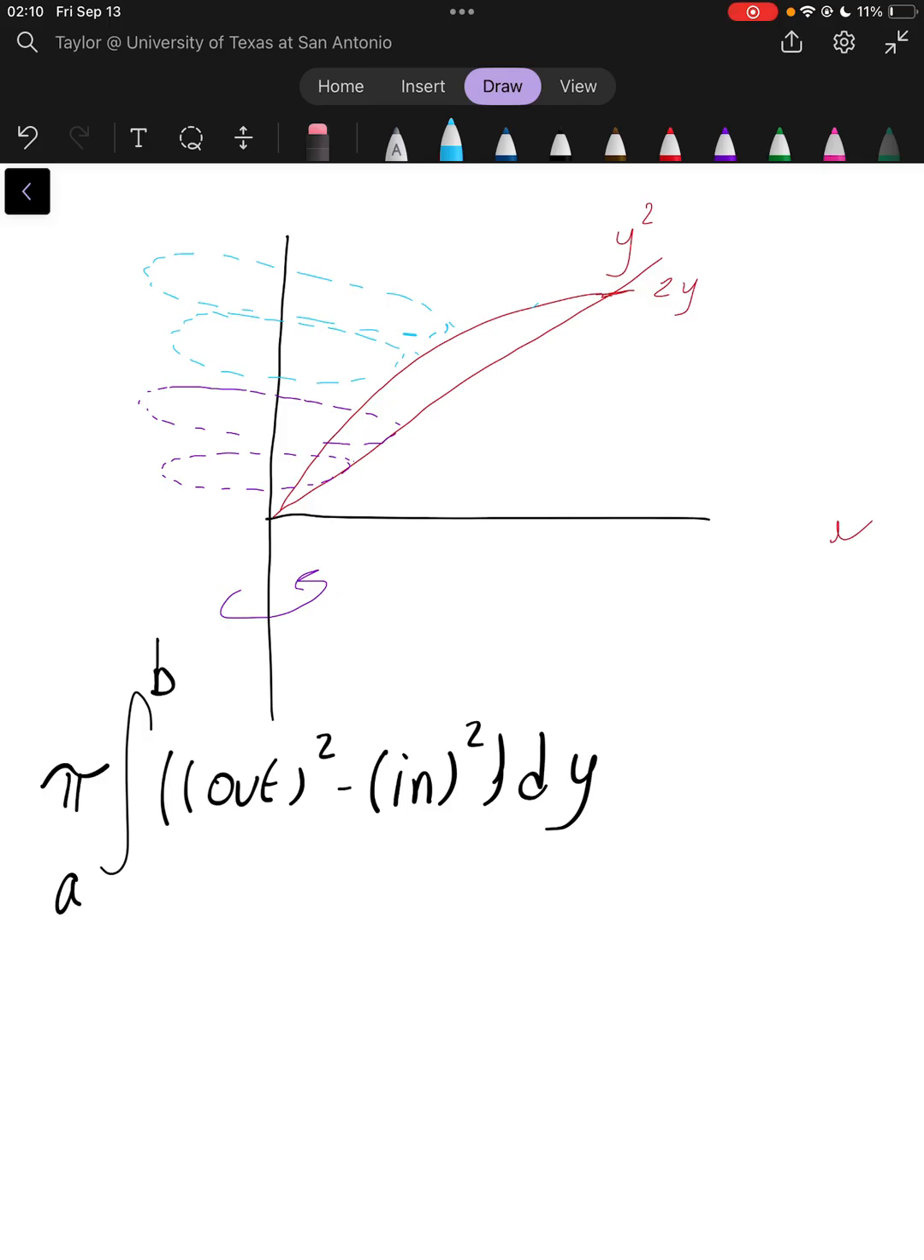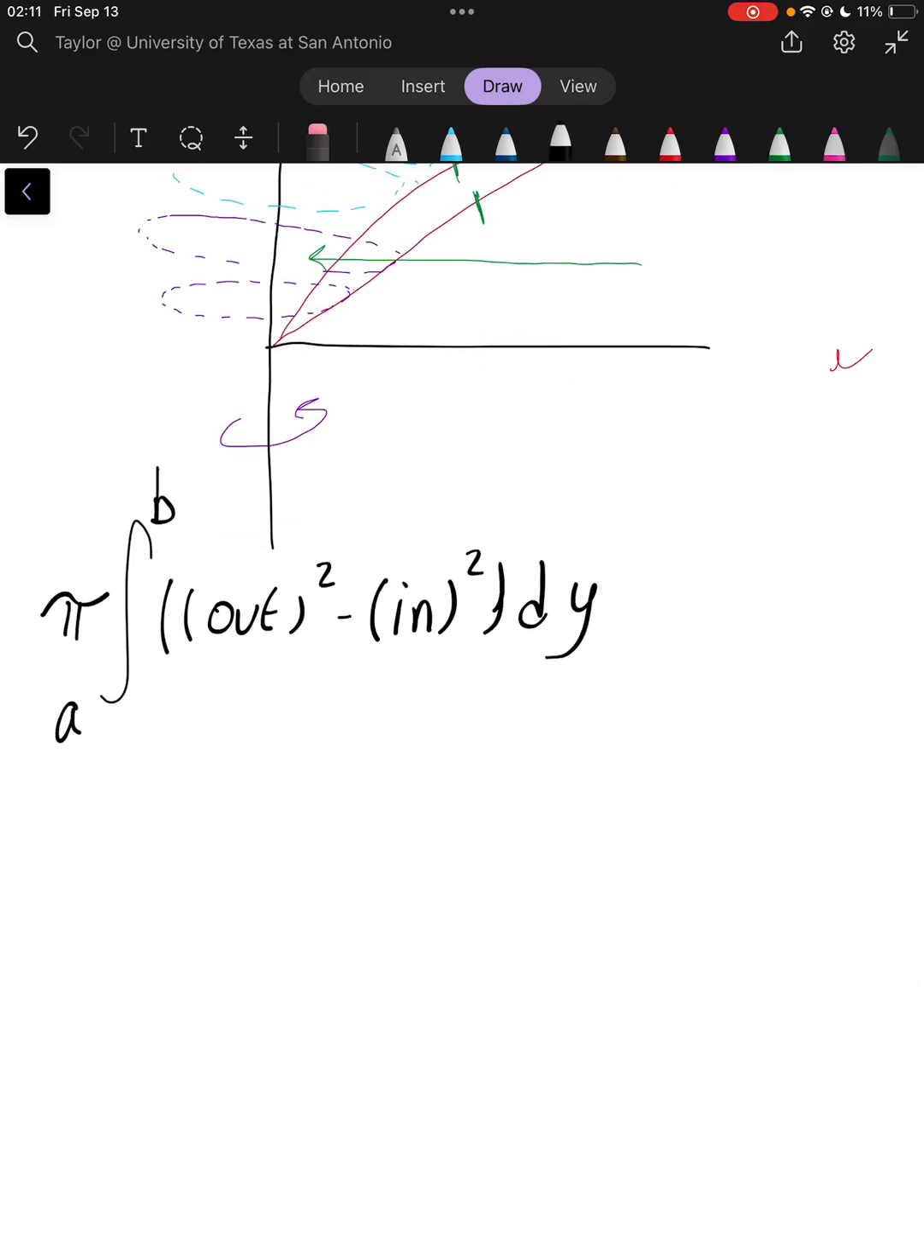Alright, so next what we need to do is establish what our outer and our inner function is for our washer method. And again, we're integrating with respect to y. So I'm going to draw a perpendicular line to my y-axis. And we see that we hit 2y first, and then we hit y squared. So I'm going to go ahead and substitute those in here.